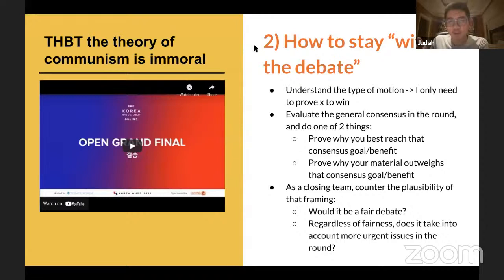And one of those things that would be unimportant in this motion is to talk about alternatives. The second way to stay within the debate, or to understand how to prove your burden well, is to evaluate the general consensus in the round.